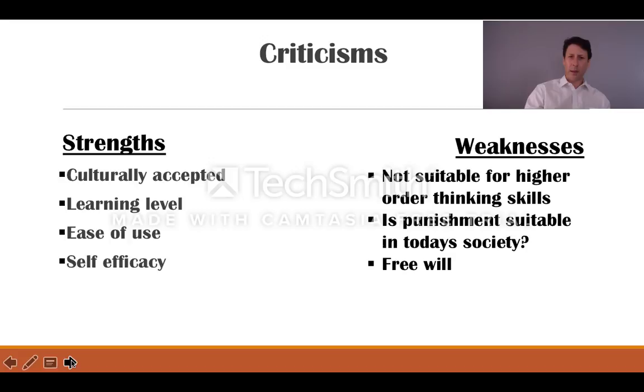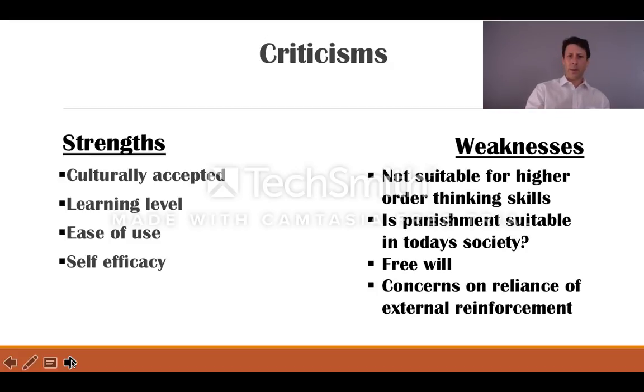There is a belief that we're trying to bring out those behaviours of a learner or a student, and that's not through their choice. So the lack of free will is a concern. There's concerns on the reliance of external reinforcement, because that's how the whole concept works, it's basically an external reinforcer. As you get older, we develop ways to basically give ourselves a proverbial pat on the back for a job well done. Behaviourism doesn't follow that path.